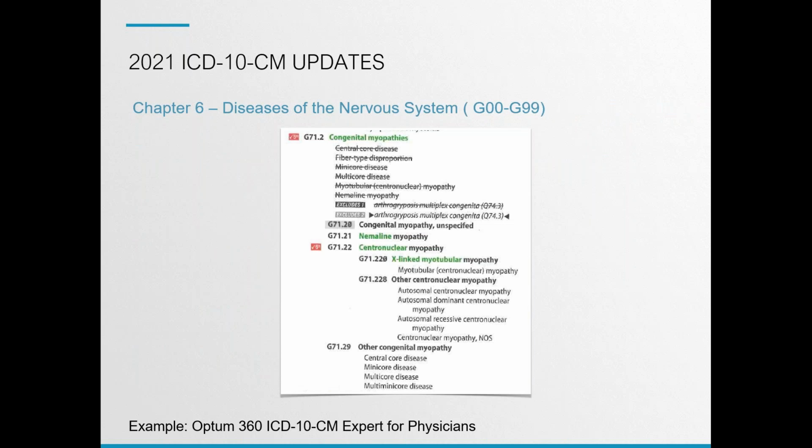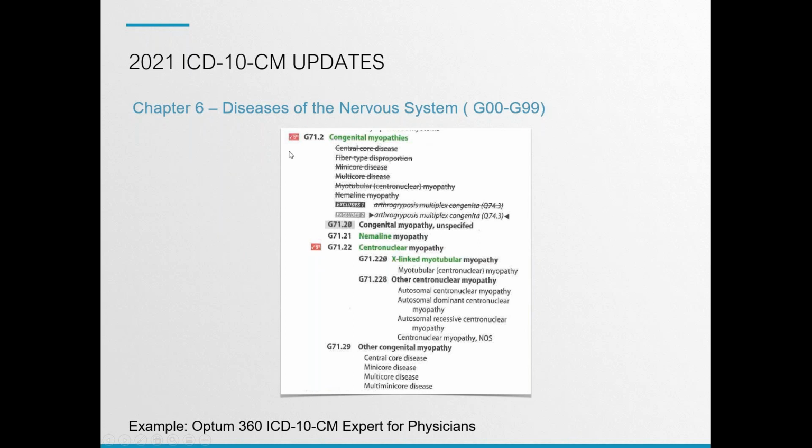Under G71.2, congenital myopathies, the associated conditions are deleted and are assigned subcodes. For example, nemaline myopathy is deleted from congenital myopathy and is assigned its own code of G71.22. Again, I just want to take a minute and point out some of these coding conventions you'll see here.